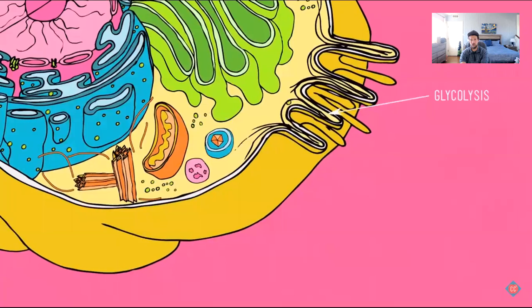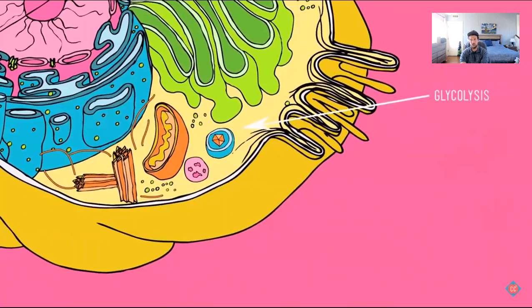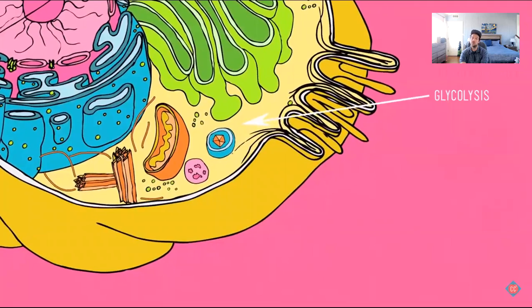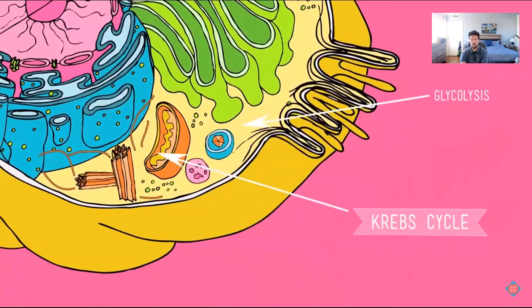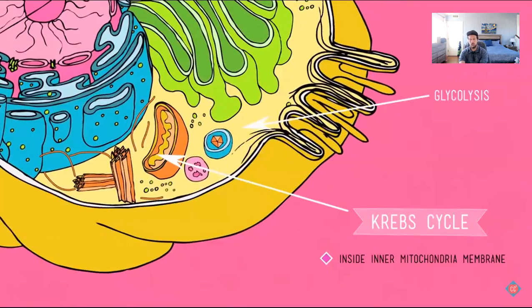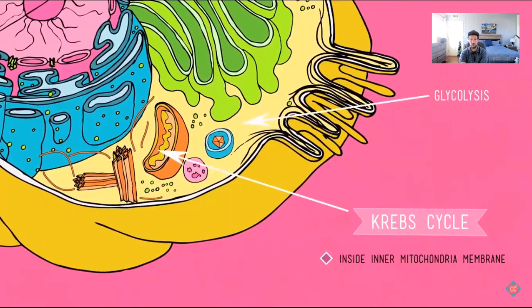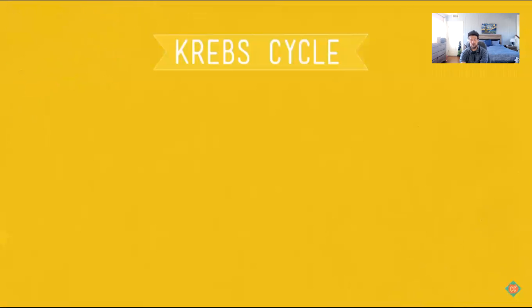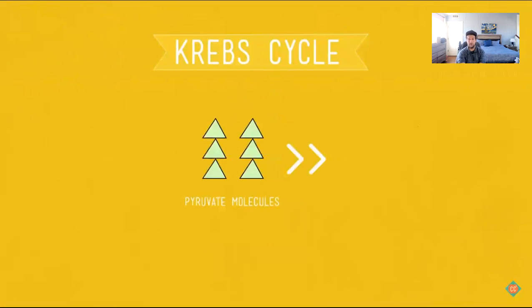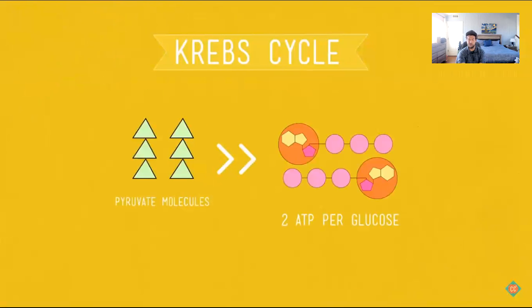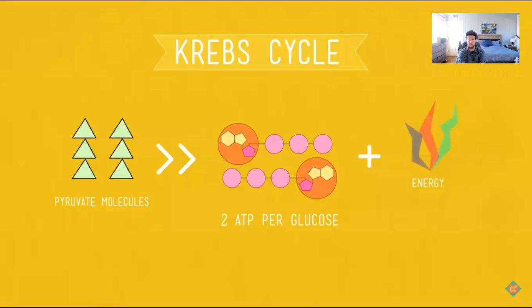While glycolysis occurs in the cytoplasm, or the fluid medium within the cell that all the organelles hang out in, the Krebs cycle happens across the inner membrane of the mitochondria, which are generally considered the power centers of the cell. The Krebs cycle takes the products of glycolysis, those carbon-rich pyruvates, and reworks them to create another 2 ATPs per glucose molecule, plus some energy in a couple of other forms, which I'll talk about in a minute.